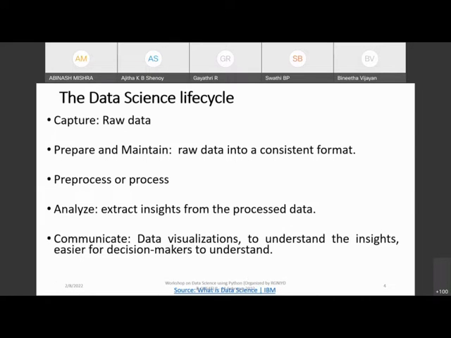After that, you are communicating the result. Communicating the result means you are using data visualization tools so that you can come up with bar diagrams, charts, etc., so that the decision makers can understand the insight of the data and make the decision. So these are the 5 phases of data science, and other than capture, in all the other steps you require mathematics and statistical concepts.